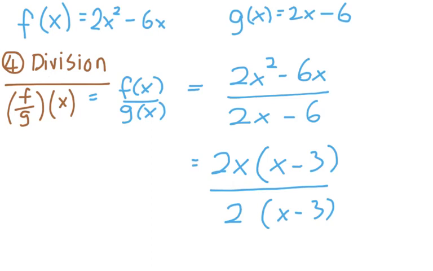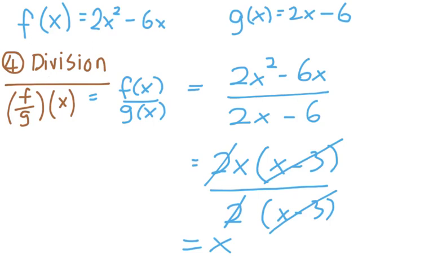So we cancel off 2 and 2 and also x minus 3 with x minus 3. So now we are left with the answer of x. So that is our final answer, the simplified answer. Alright, so that is for the fourth part.